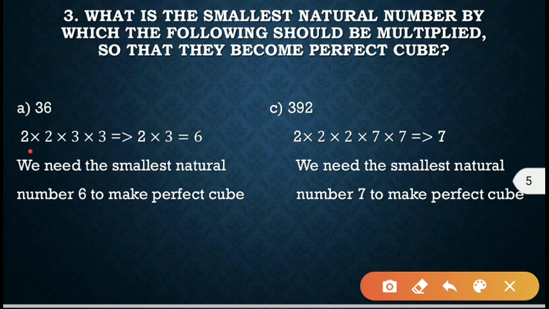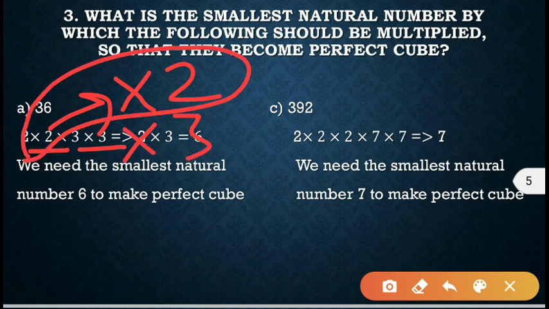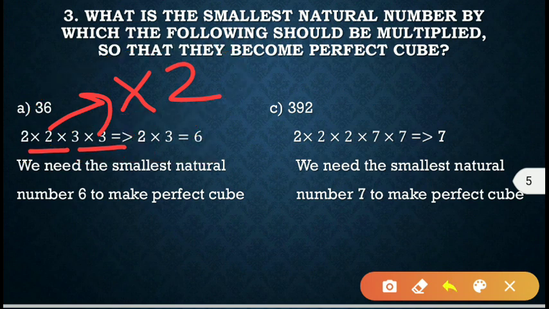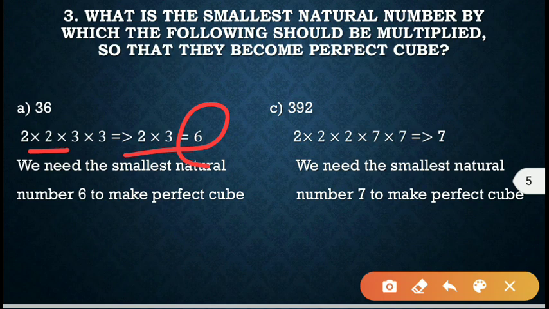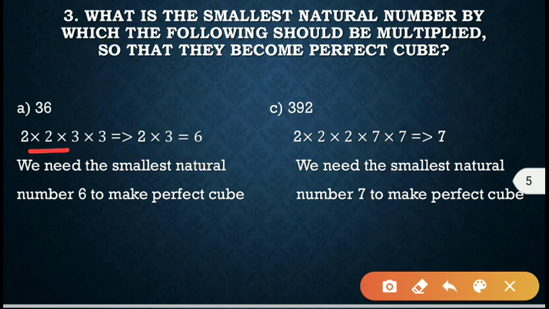Here only two 2s are there and only two 3s are there. If we multiply by one more 2, then this will become a pair, and if we multiply by one more 3, this will become a pair. That means we need to multiply 2 into 3, which means 6. Either you say that you need to multiply 2 into 3, or you can say you want 6. Clear? Both are correct, both are the same. That means the smallest natural number is 6 to make a perfect cube.